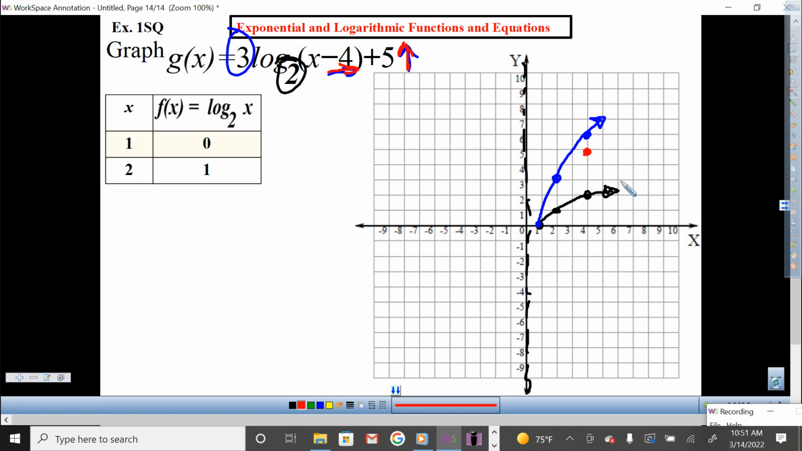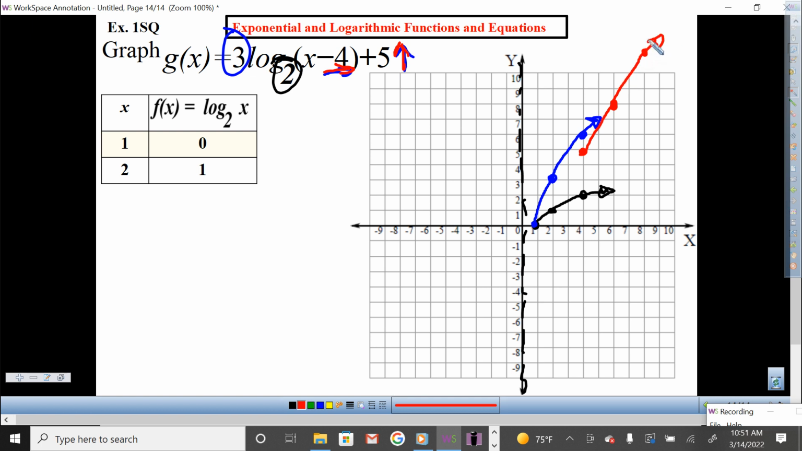1, 2, 3, 4. 1, 2, 3, 4, 5. 1, 2, 3, 4. 1, 2, 3, 4, 5. And my VA is what? 4, let's see. Yes? We'll stop right there.